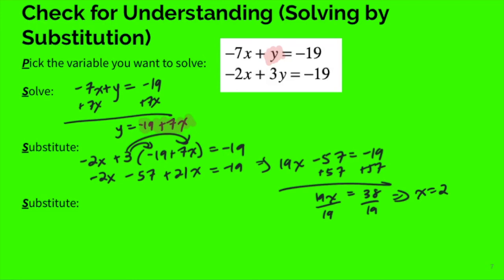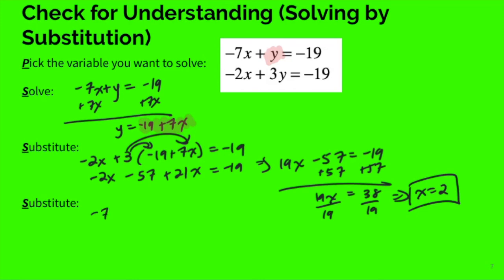And then if I think back to my last check for understanding, I did get that x equals positive 2 the first time as well. So it looks like I'm on the right track. So now that I've solved for x over here, I can now solve for y. So once again, I'm just going to use that first equation because it's going to be simplest. I have to just do less steps.